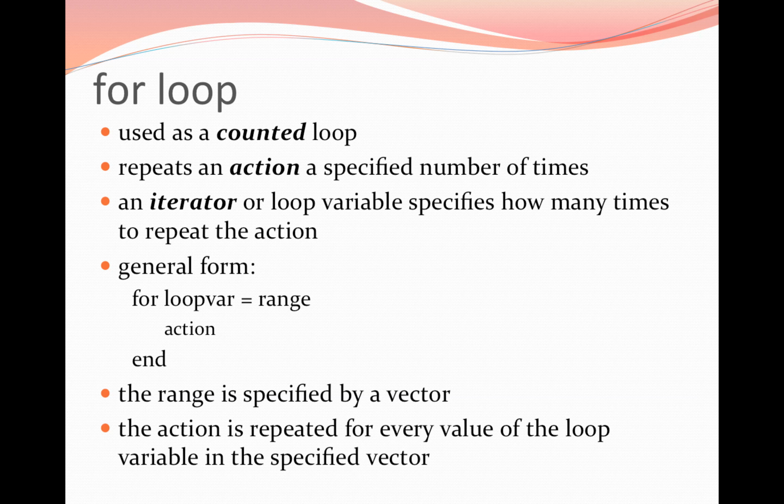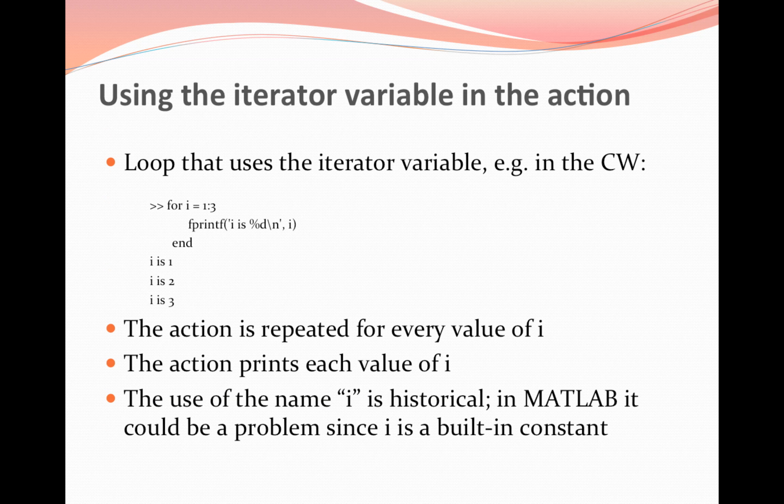The way it works is that the loop variable loops or iterates through all of the values in the vector. For every value in the vector, the action is repeated. So for every value of the loop variable, the action is repeated. Sometimes we use the iterator variable in the action itself.